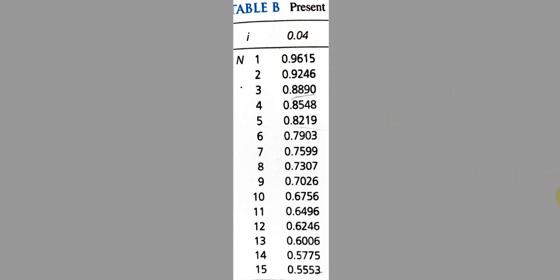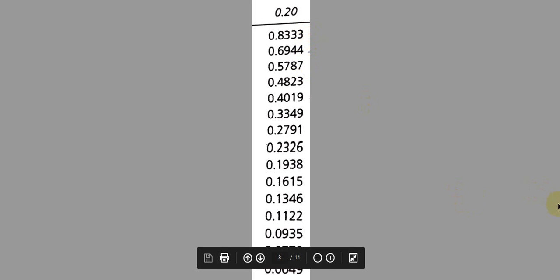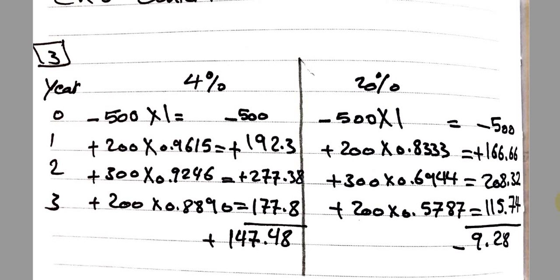The outflow is multiplied by 1 because it happens in year 0, but as long as you can see year 1 here, you multiply this by the amount at year 1. Year 2 here, you multiply this by the amount at year 2 and so on. And these are the factors at 20%. You take the first 3 amounts to use as factors for getting the net present value of the project.